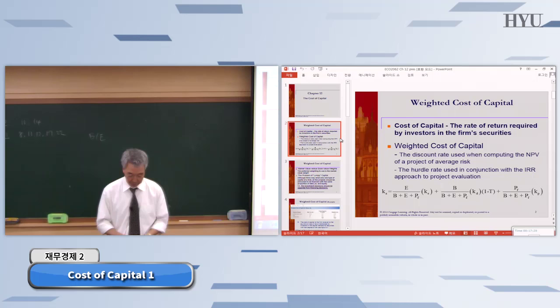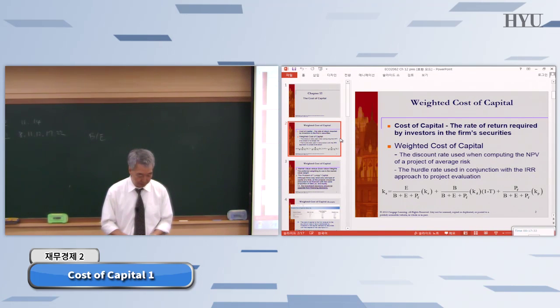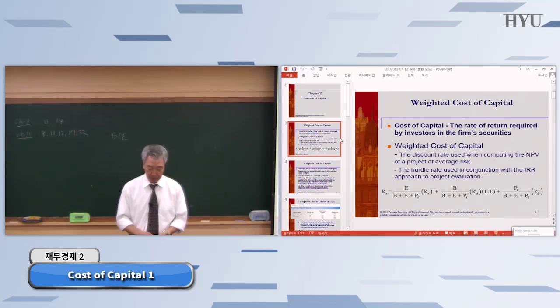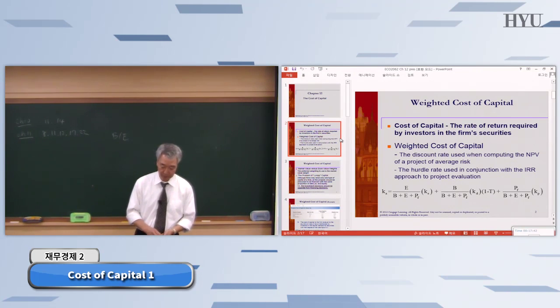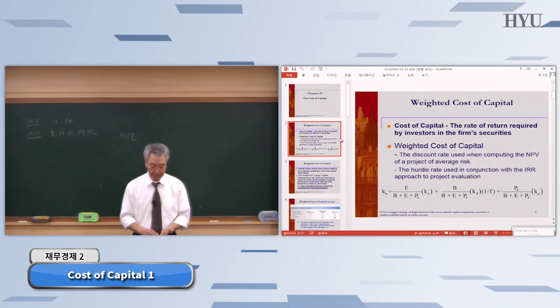So cost of capital, remember, is the rate of return required by investors in the firm's securities. Weighted cost of capital, or weighted average cost of capital, WACC, is typically what we say. And this is the discount rate used when computing the net present value of a project of average risk.